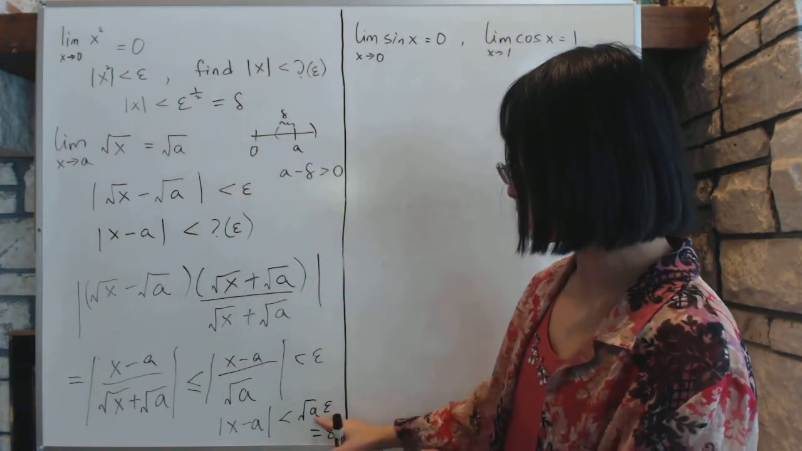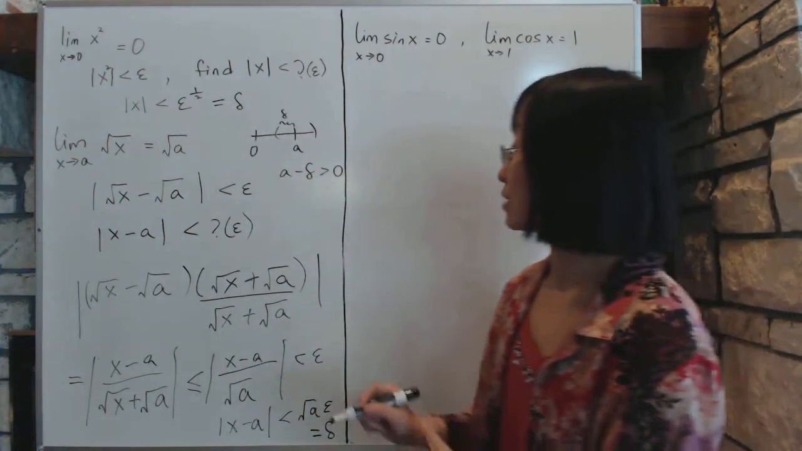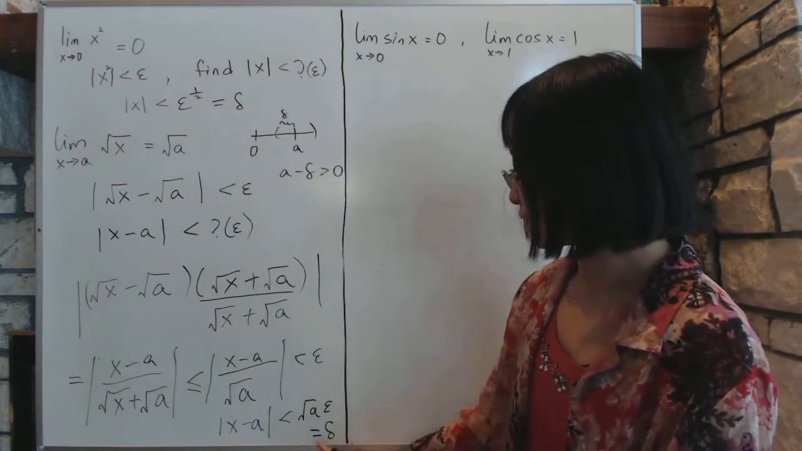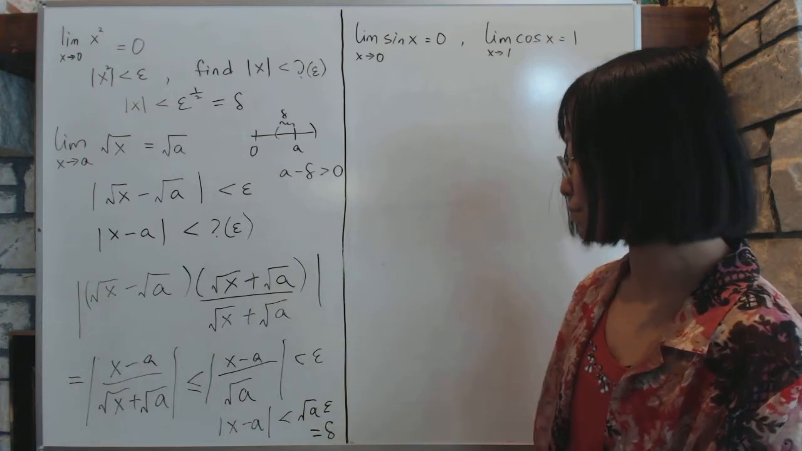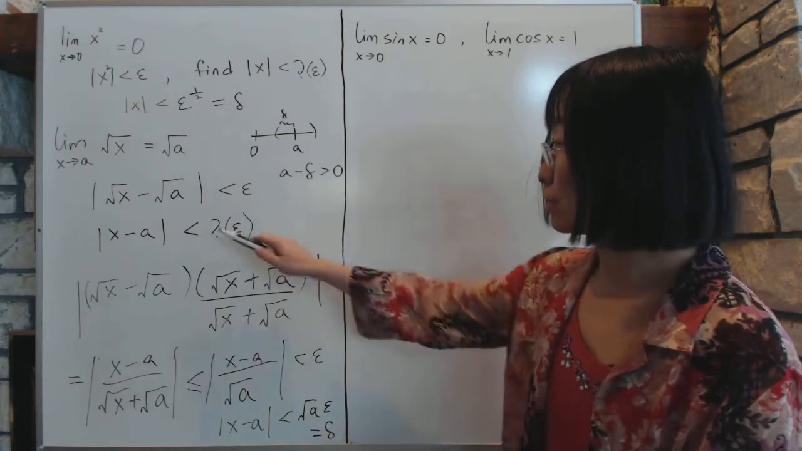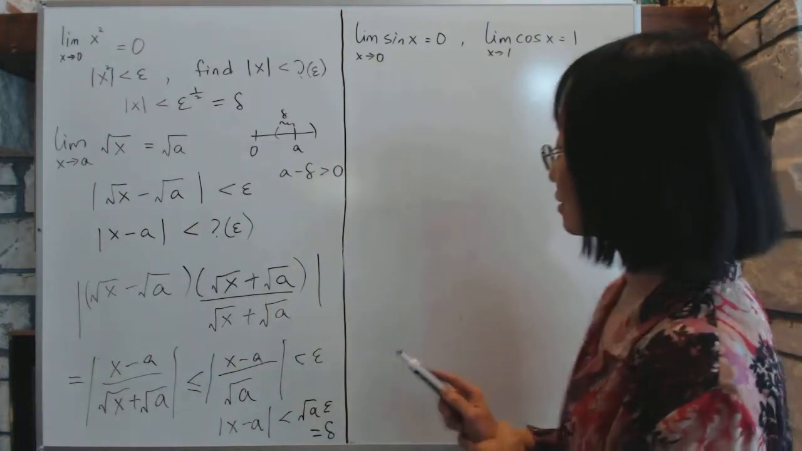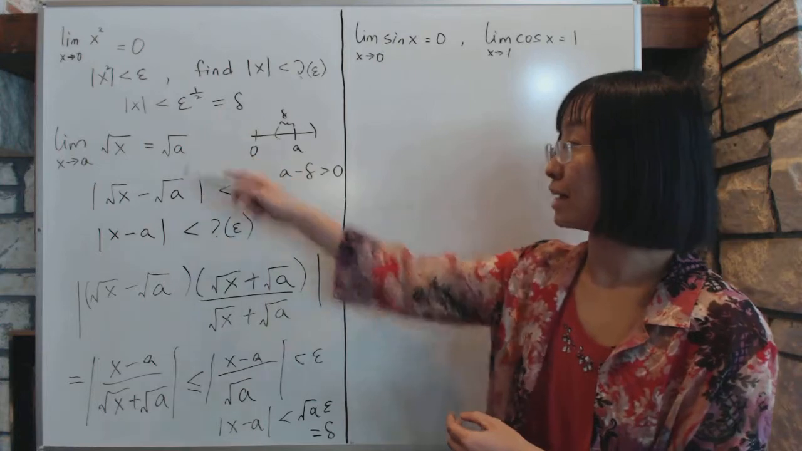So delta has to be this, and a minus delta has to be bigger than 0, or delta has to be less than a. That's just a small detail, but that's mainly what we get. We'll set delta to be square root of a times epsilon, and when we do that, this relationship will hold. So that's the second proof. As you can see, we have to pull a bunch of tricks to just do something that obvious.